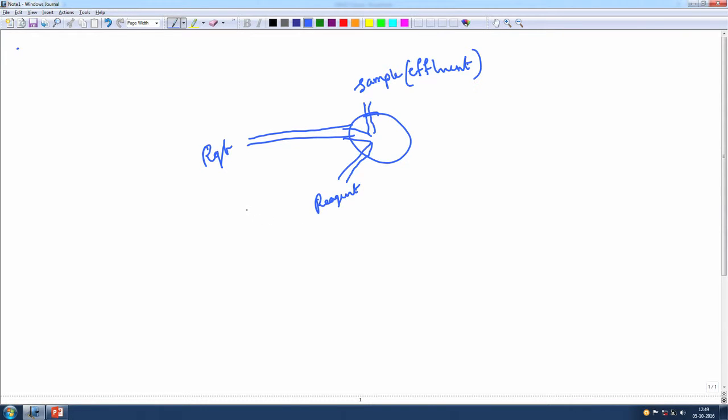and here I can add reagent. I can say reagent 1 and reagent 2. This could be an organic reagent, this could be a buffer, and all these things will mix, and then I have a continuous stream flowing out. This is the colored complex.